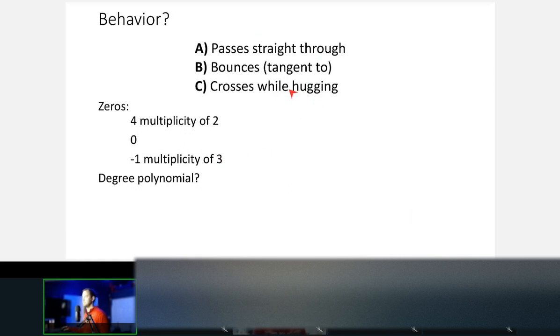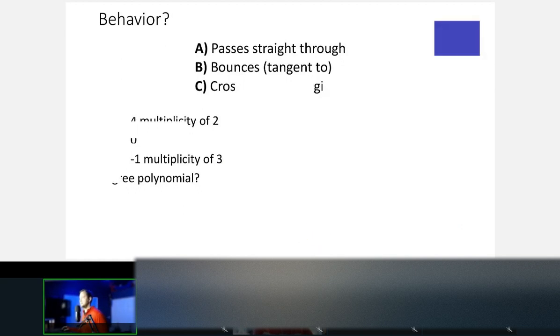Make sure you understand this, because I don't think it was presented this way in your modules when they use the words tangent to or crosses while hugging. So hopefully that clarifies it. No surprises. That should be an easy question on the test.